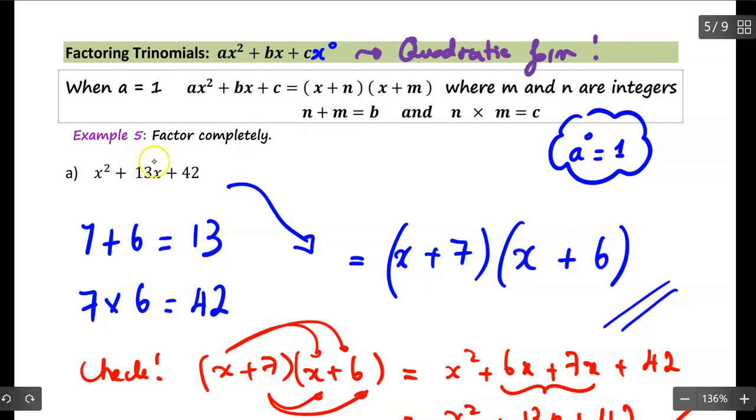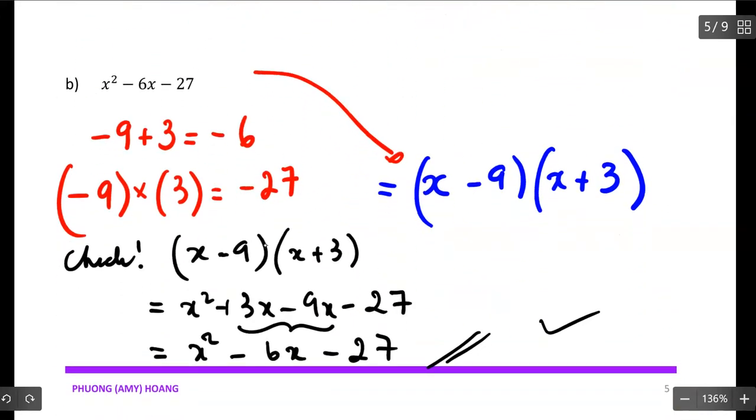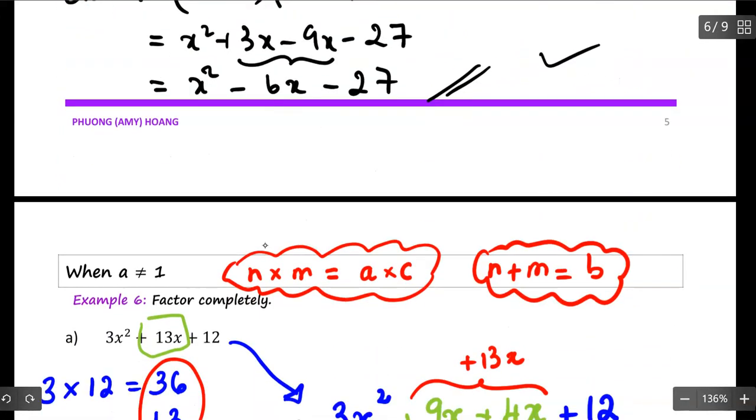Adding those 2 numbers will give you the middle term, which is the b, and the product of the 2 numbers will give you the number c. And in the end, it is always a good idea to check. Okay, so this is pretty simple in terms of a equal to 1.